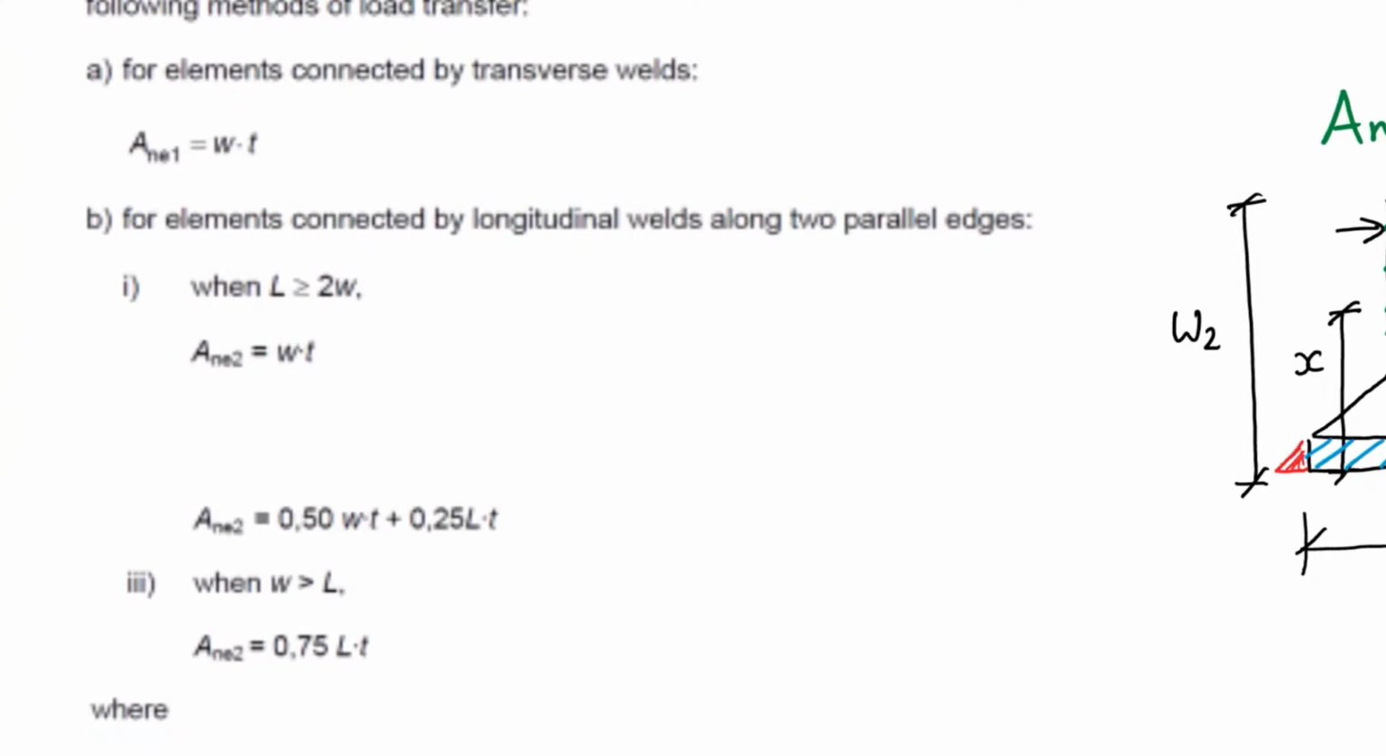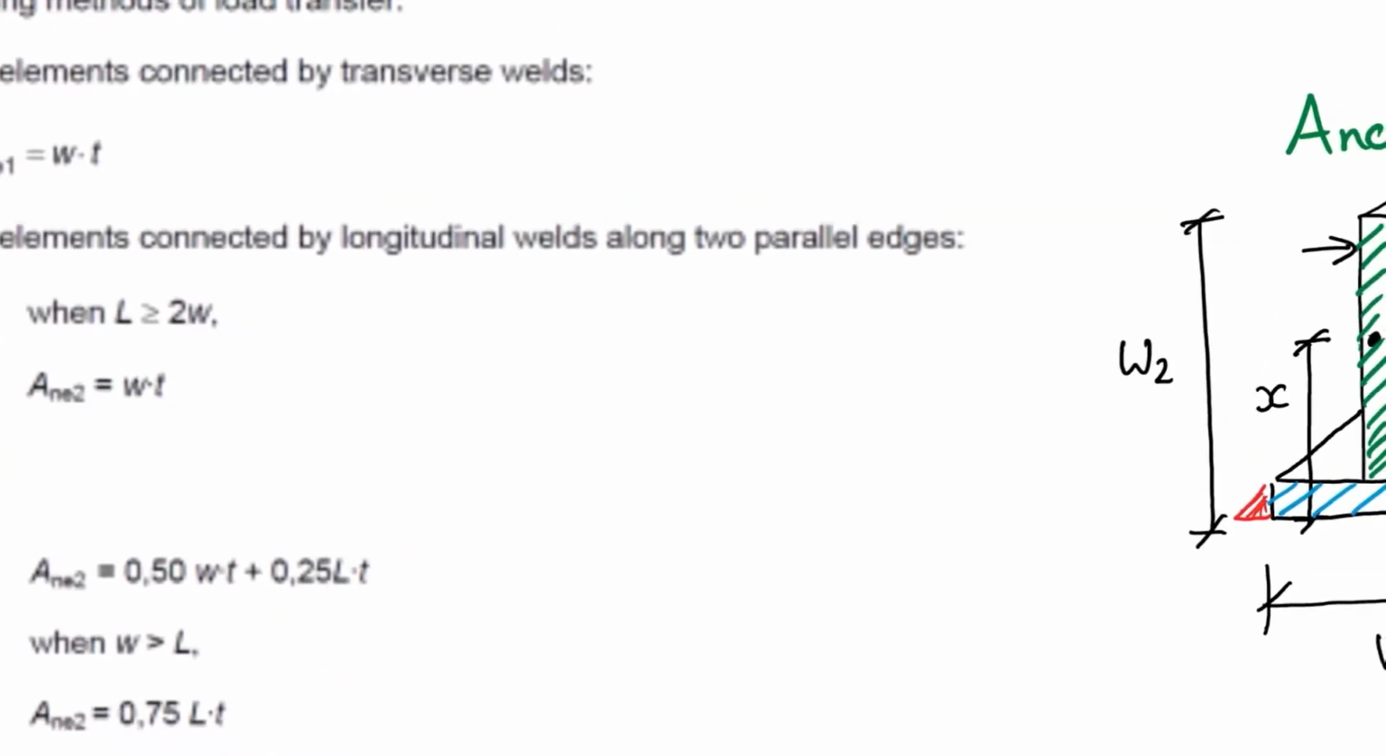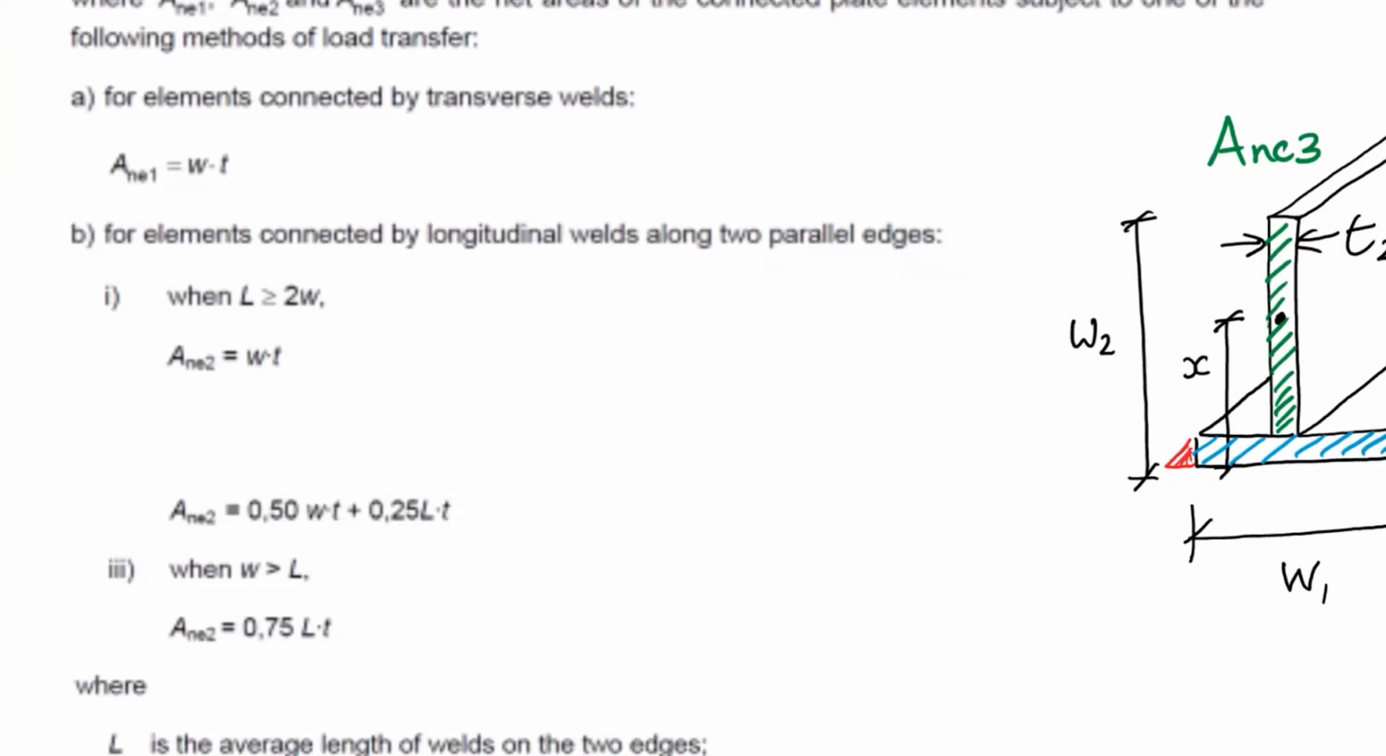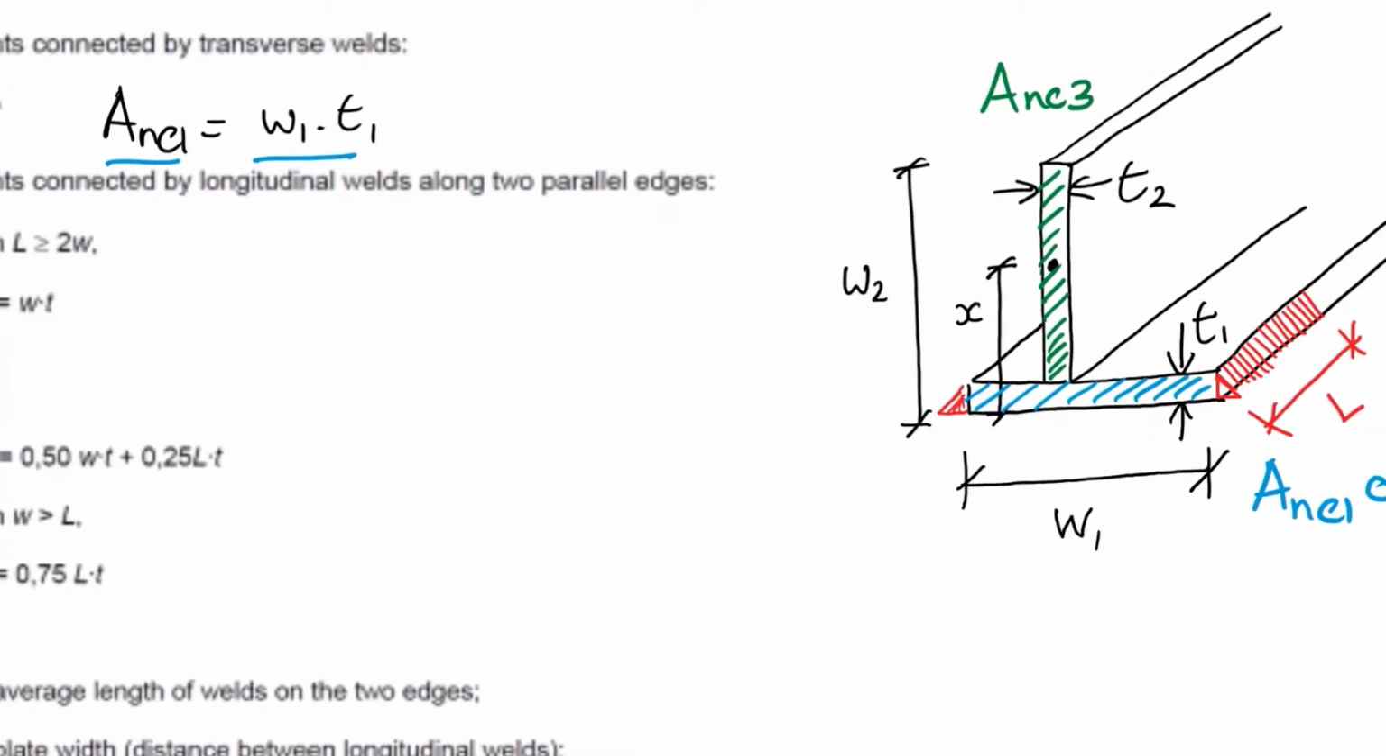So firstly, for elements connected by a transverse weld, ANE1 equals W times T, and otherwise I'm going to write that as ANE1 equals W1 times T1. So this is the effective area, or the total area at the bottom, and when it says transverse weld, that's a weld all the way along the edge. So if we put a weld there, this end is totally effective. It will have all the load distributed. It will be fully effective, and there we go.